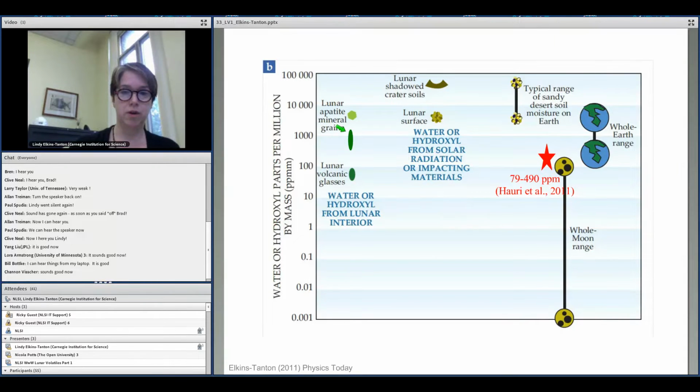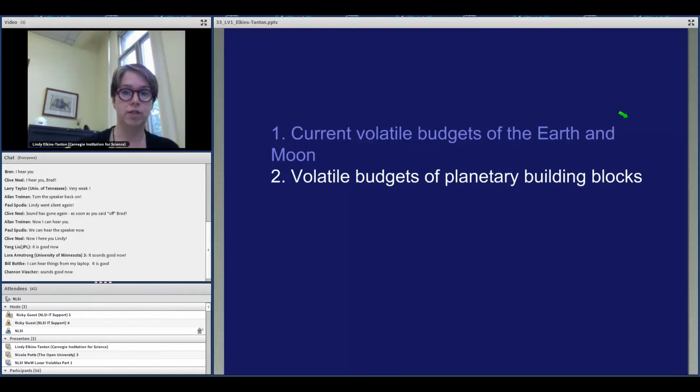Now, I just added this point over here. This is the latest information from the Saal and Hauri group about water in volcanic glass, in melt inclusions, and that led them to estimate the current lunar interior bulk water content at 79 to 490 parts per million. So we're definitely working up toward the whole Earth range, although I think one good recent estimate for the whole Earth range from Marty in 2012 is 1,000 to 3,000 parts per million. So maybe we're still talking an order of magnitude less. So that's a current day estimate.